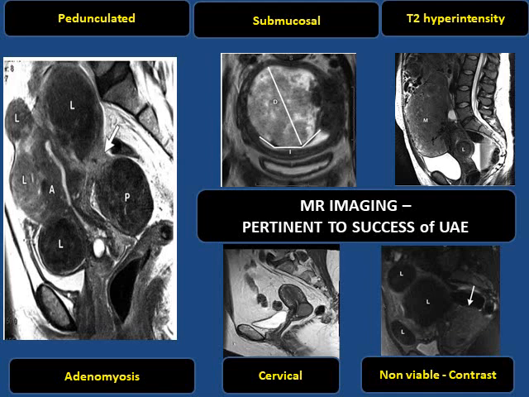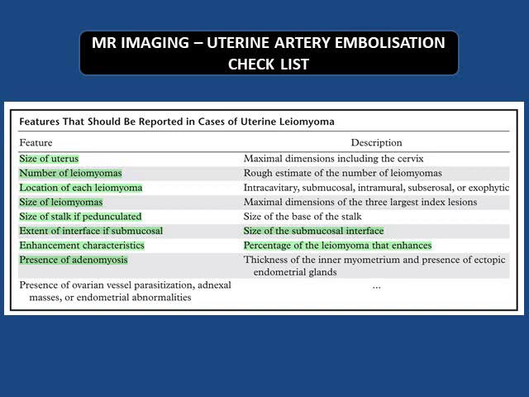Coming to T2 hyperintensity and non-viability: T2 hyperintense cellular fibroids do well with uterine artery embolization, whereas in non-viable fibroids, that is, if on post-contrast sequences there is no enhancement within the fibroid, then obviously they are not going to benefit, because we are just going to knock off the blood supply to the uterus. So those fibroids which show intense post-contrast enhancement will do extremely well with uterine artery embolization. This is a checklist which I put forth.